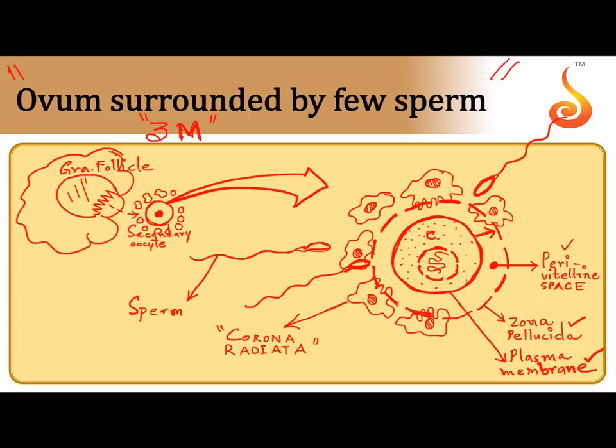Okay, so first we labeled the innermost covering of the secondary oocyte as the plasma membrane. Then we labeled this outer membrane called the zona pellucida. Then we labeled the space between the two as the perivitelline space. And then the outermost layer of cells, I told you that the secondary oocyte is covered by a layer of follicle cells. So this is called corona radiata. For your information, in brackets I'm writing, I'm calling these cells the granulosa or the follicle cells.